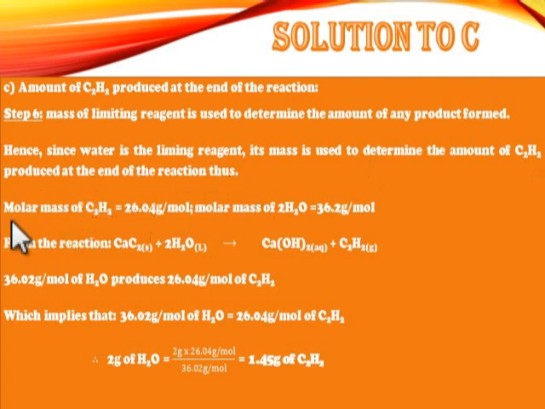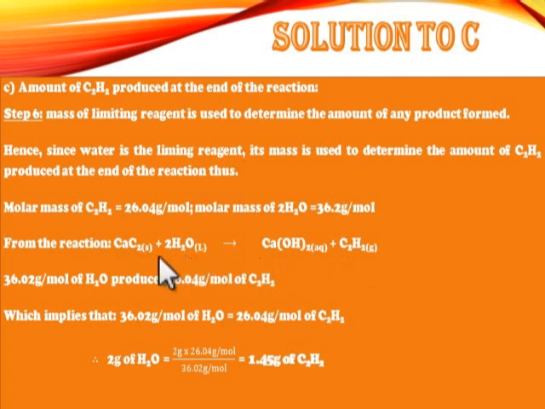So look at it now. The molar mass of C2H2, that is ethane, is equal to 26.04 gram per mole. As I showed in my video on how to calculate molar mass, so I know how those masses were calculated. Okay, good. Then the molar mass of 2 moles of water is 36.02 gram per mole. Now from the balanced equation, we have 1 mole of calcium carbide reacting with 2 moles of water to give you 1 mole of calcium hydroxide and 1 mole of ethane.